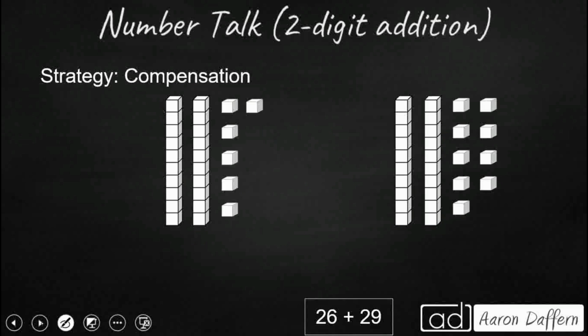Now, this one is a little bit different. We're going to use compensation here. What this does is it looks at both of these addends, and we look and say, which one of these is closest to the next 10? Because if I can get one of these to a 10, then I don't need to regroup. And this one is very close at 29. All we need is one more. So what I'm going to do is take one away from that 26. And that's going to leave me with 25.